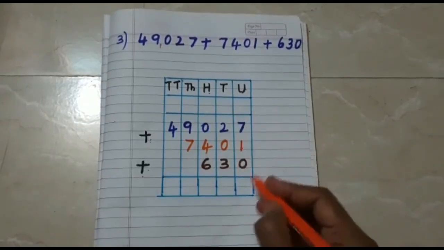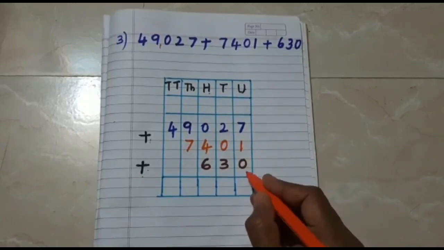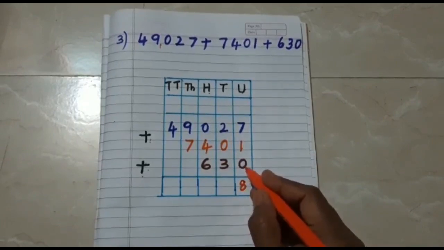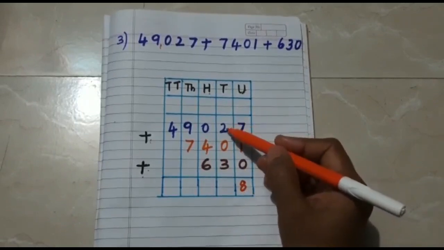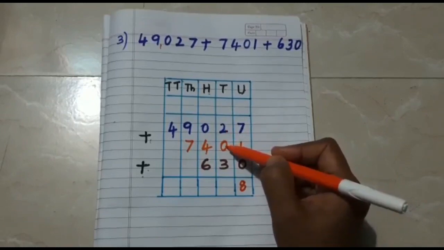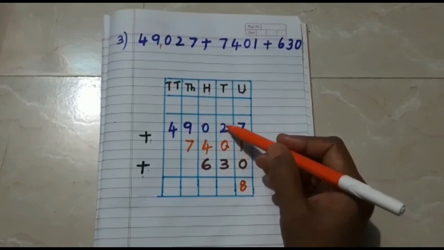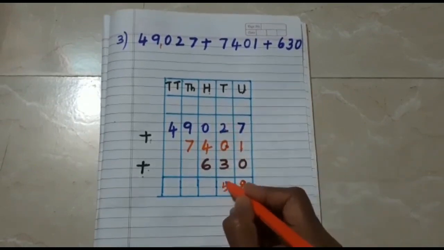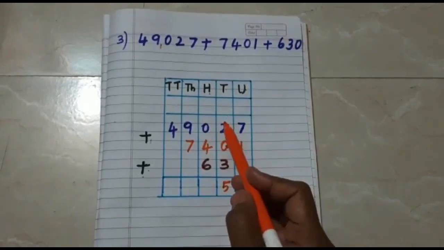7 plus 1 is how much? 8. And 8 plus 0 is 8. Why? Because here 0 doesn't have any value. So 8. Now as we finish with the units, move on to tens. 2 plus 0 is 2. Why? Because 0 doesn't have any value. So 2 plus 0 is 2 and 2 plus 3 is 5. Followed?